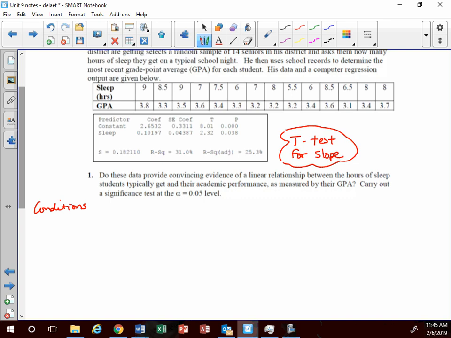You have to start by putting in some data. So you've got the computer printout for all the stuff you need for the hypothesis test, other than the condition checking, okay?